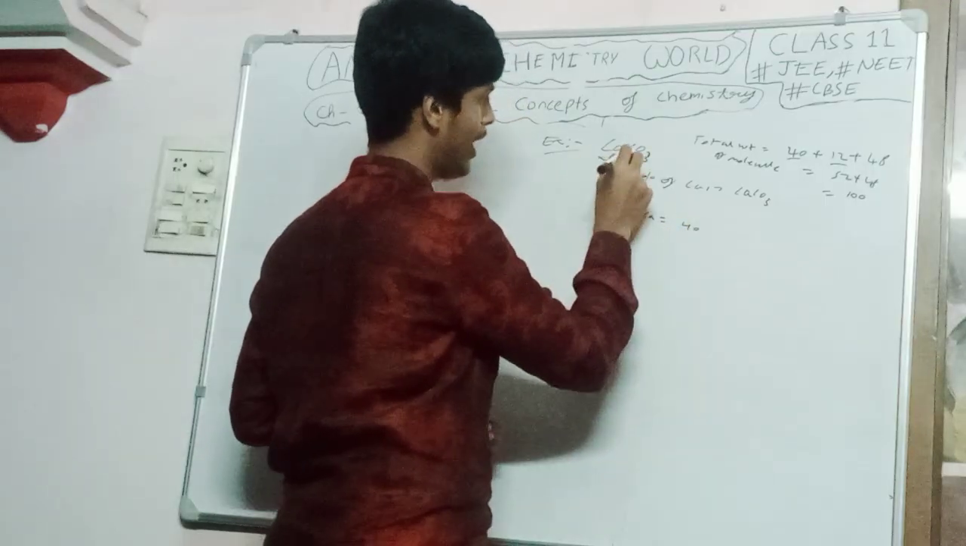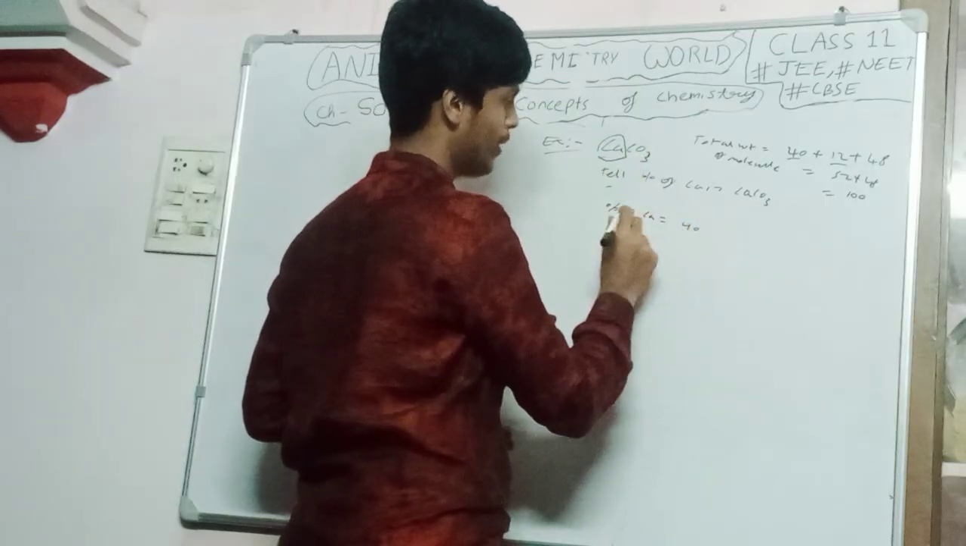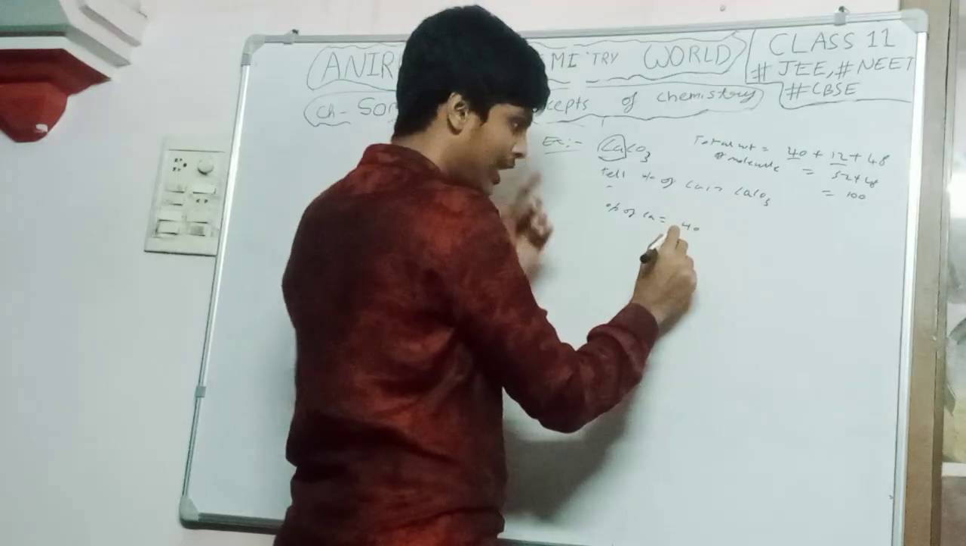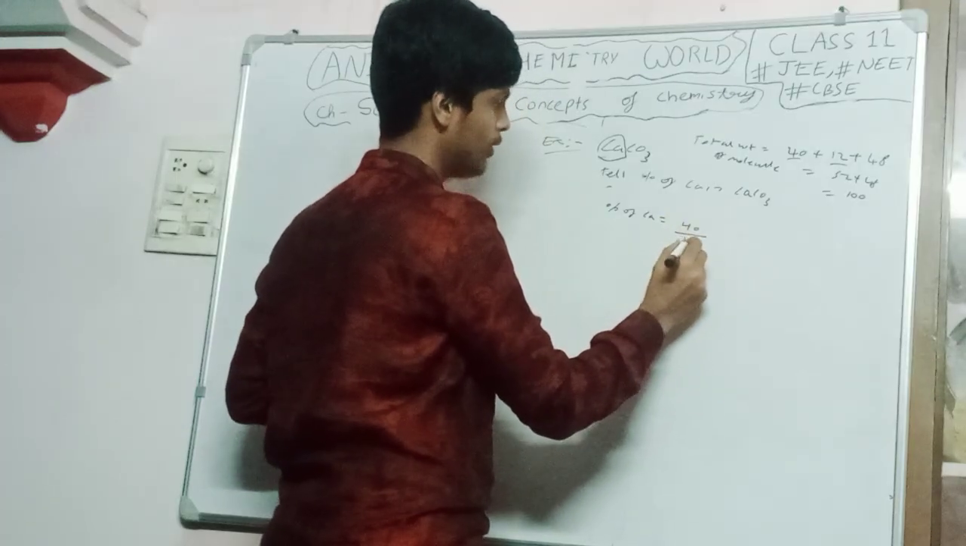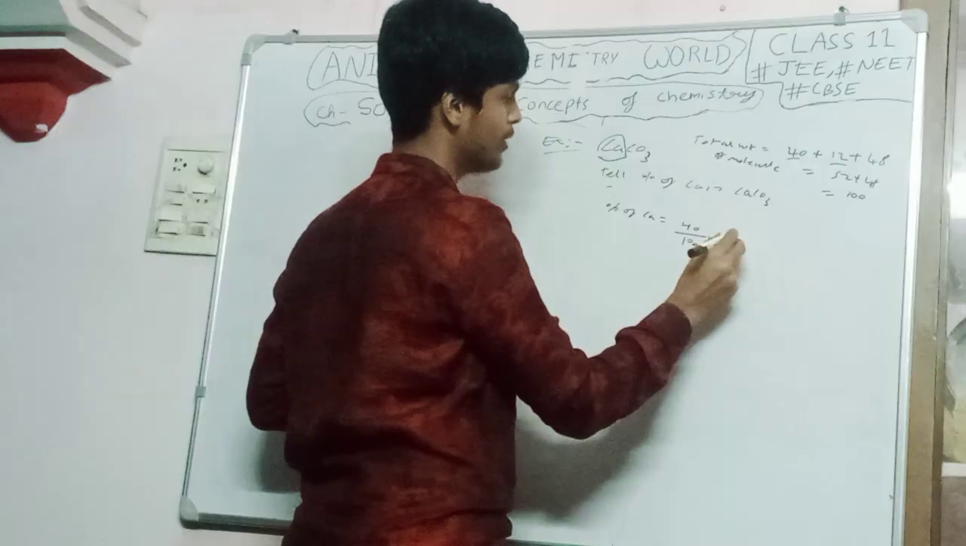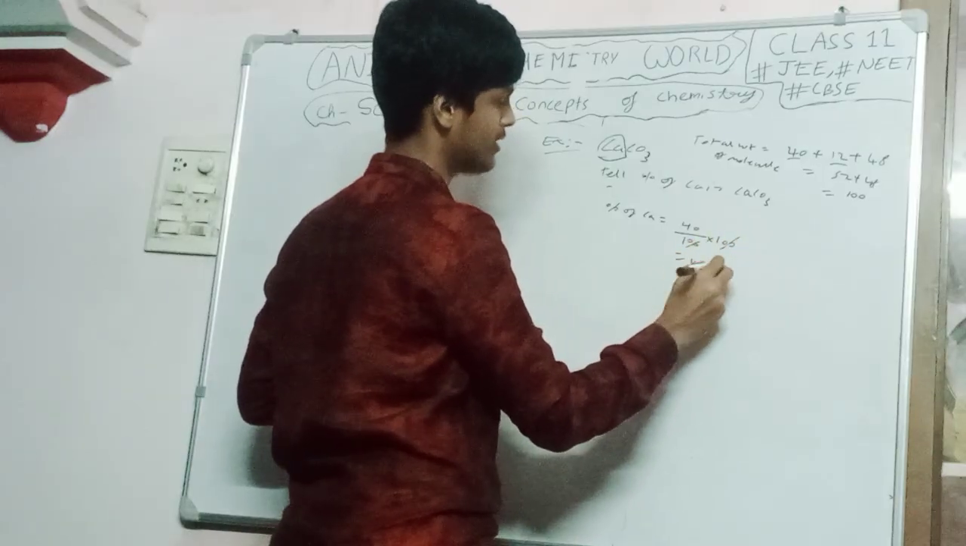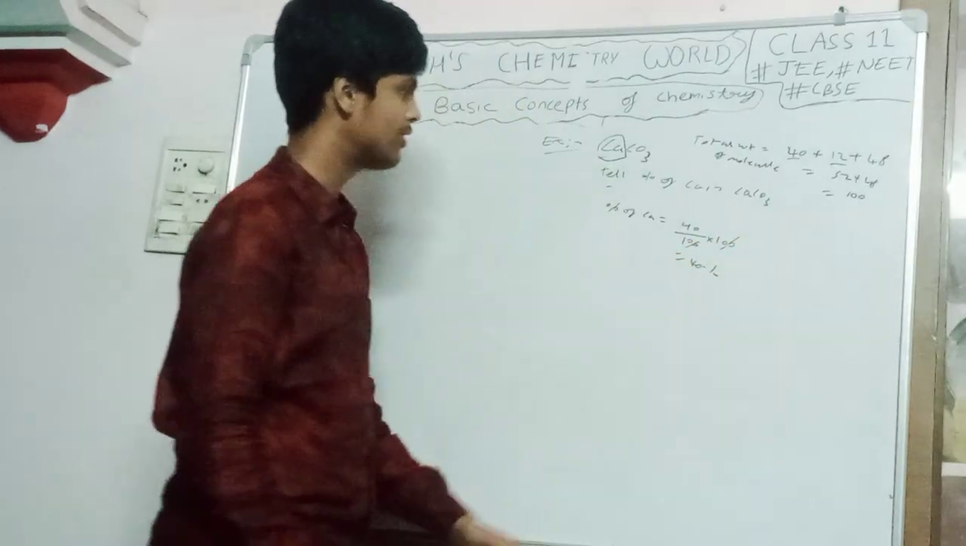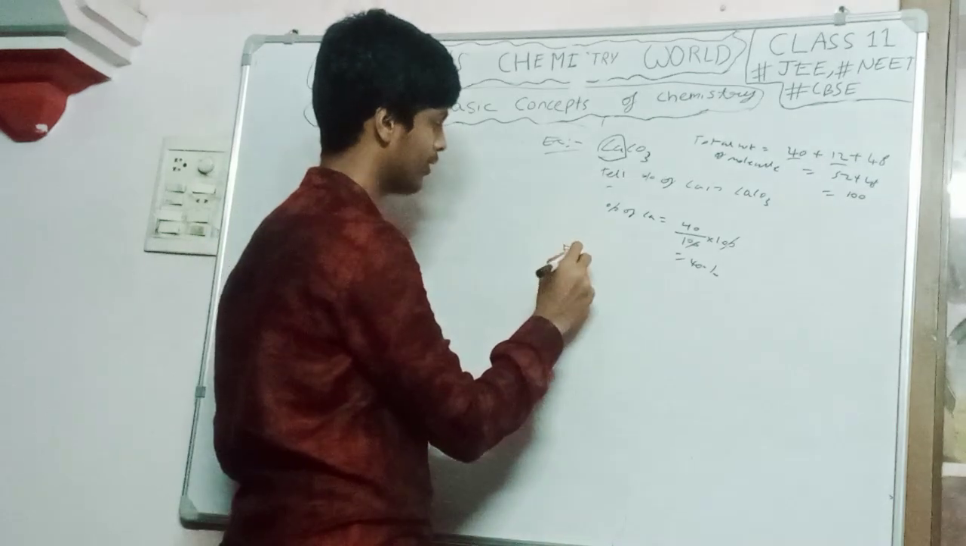Percentage of calcium is equal to the weight of the element in the compound. How many atoms are there? Only one atom. So percentage of calcium is the weight of calcium in the compound by total weight, into 100. It's 40%. Like this you need to do. And again I'll give another question.